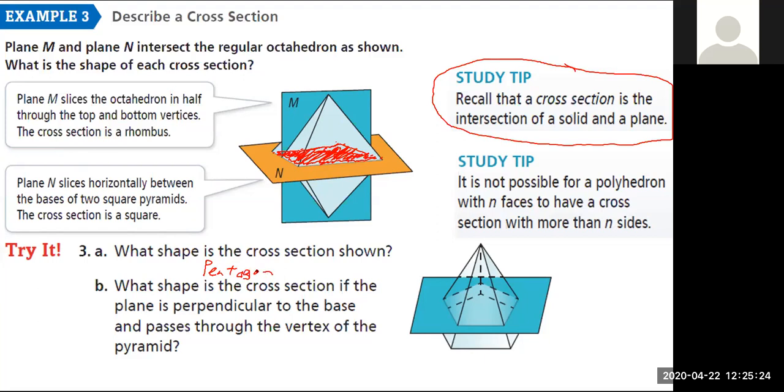All right, on part B, what shape is the cross section if the plane is perpendicular to the base and passes through the vertex of the pyramid? So now they're saying that we have a plane going vertical through this. So it splits it right down the middle. Pretend you just cut it right in half. What would it look like if you were to open that up? Anybody want to take a guess?